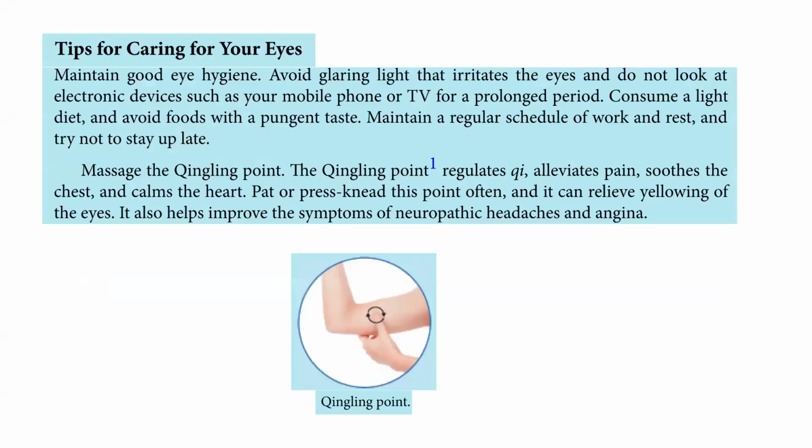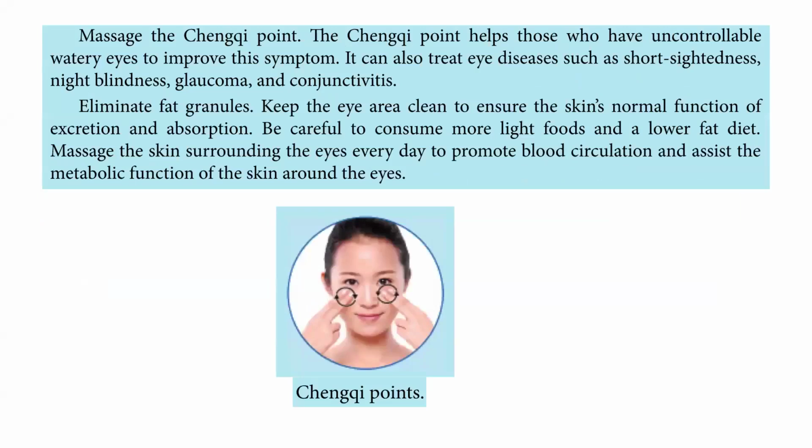Massage the Shaoshang point. This point regulates qi, alleviates pain, soothes the chest, and calms the heart. Pat or press and knead this point often, and it can relieve yellowing of the eyes. It also helps improve the symptoms of neuropathic headaches and angina.